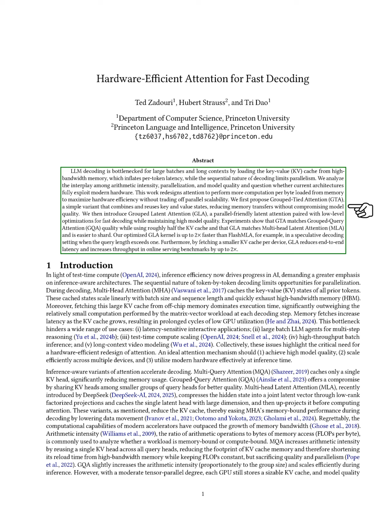We implement low-level optimizations to ensure our kernels can overlap computation with memory access, keeping tensor cores fully utilized. Our first variant, Grouped Tied Attention (GTA), combines key and value representations into a shared state for small groups of query heads, significantly reducing the key value cache size and improving arithmetic intensity. Our second variant, Grouped Latent Attention (GLA), extends latent attention in a way that is friendly to parallel processing, achieving similar quality to MLA while being faster, especially in scenarios with longer query sequences.